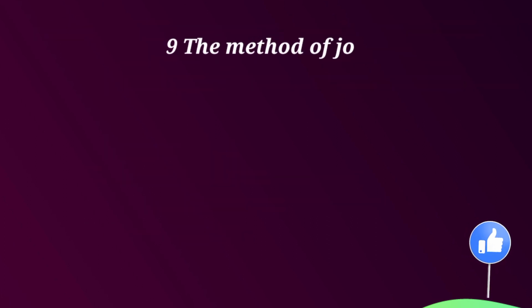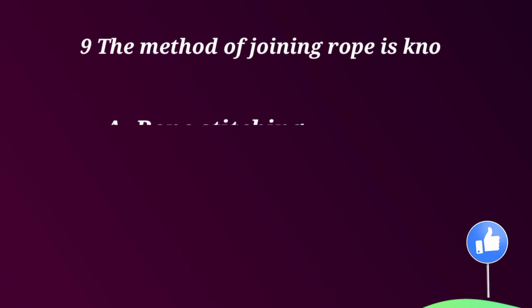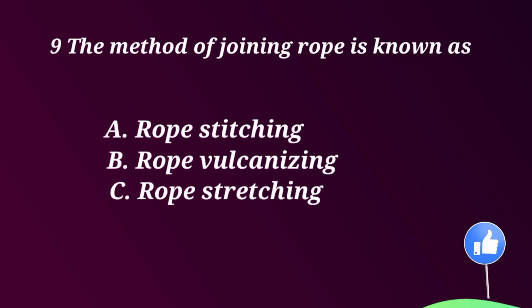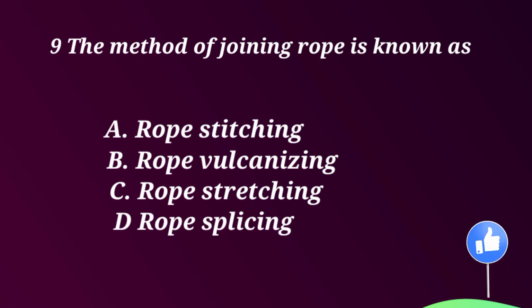The method of joining rope is known as A. Rope stitching. B. Rope vulcanizing. C. Rope stretching. D. Rope splicing. Iska sahi jawab ye wala hai.